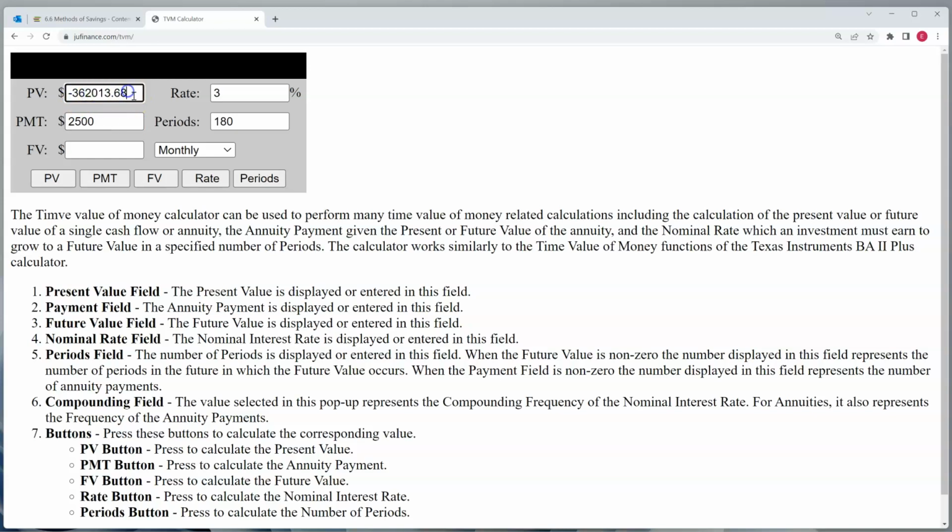$362,013.68. So what this means is if I could save $362,013.68 by the time I retire, and I can find an account that pays me 3% interest, then I can withdraw 180 months worth of paychecks at $2,500, and my future value would be $0. So that's kind of this backwards work. What if I want to pay myself $2,500 a month for 180 months at 3% interest? Well, I can do it with this account.